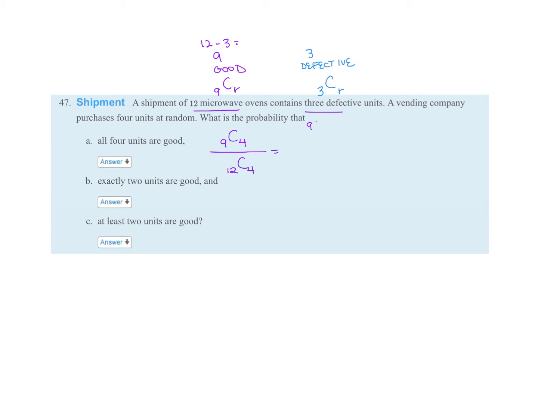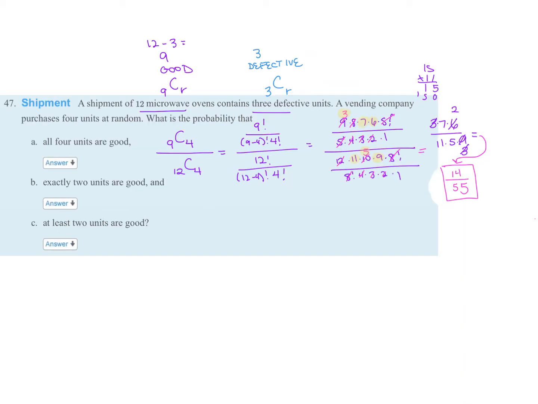So this will be 9 factorial over 9 minus 4 factorial times 4 factorial, and then 12 factorial over 12 minus 4 factorial times 4 factorial. I'm going to pause the video and finish the math. When I'm back, I'll have the answers here. If you simplify this all the way, you get 14 out of 55.